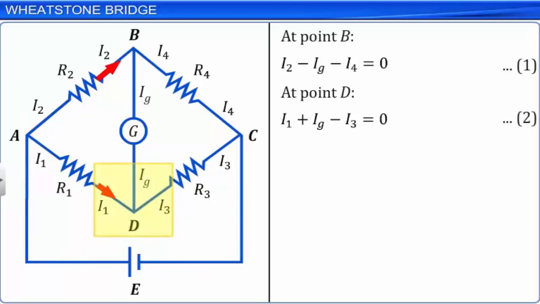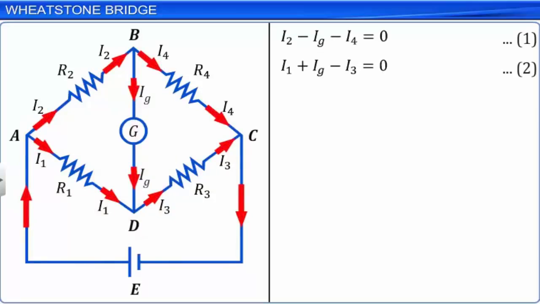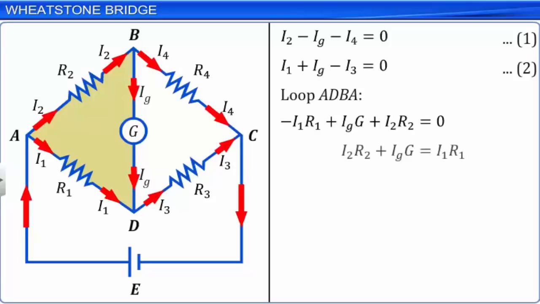Let us now apply Kirchhoff's loop rule to the 2 closed loops, ADBA and CBDC. Loop ADBA. Across points A and D, by applying the rule, we get minus I1 R1 plus Ig G plus I2 R2 is equal to 0. On simplifying, we get I1 R1 is equal to I2 R2 plus Ig G. Let this be equation 3.